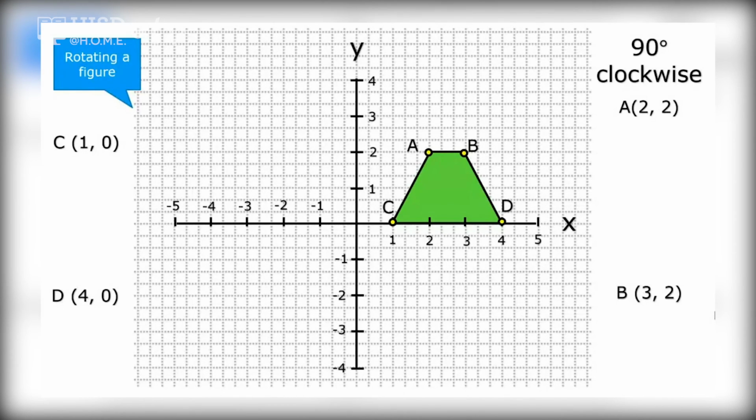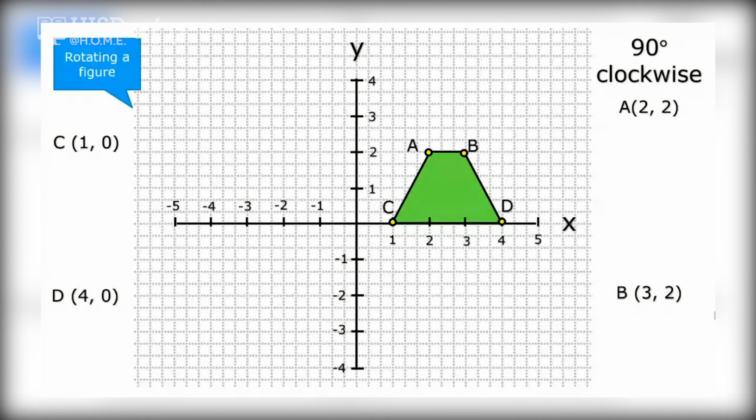Coordinates for C is positive 1 and 0. And the coordinate for D is positive 4 and 0. And now we're going to rotate it 90 degrees clockwise. And now, as we said, as you could see on the last image, what we're going to do is we're going to move these points from one quadrant to the other following the clock movement.